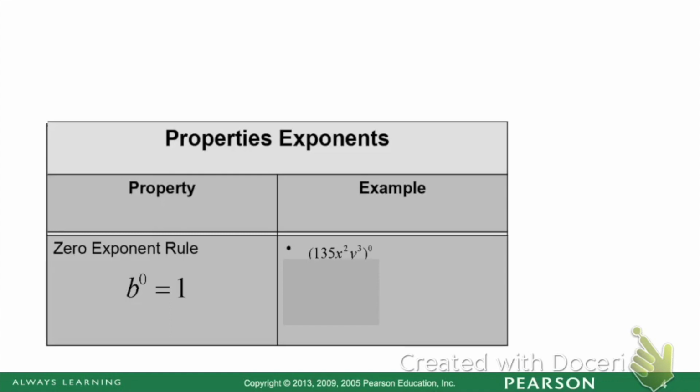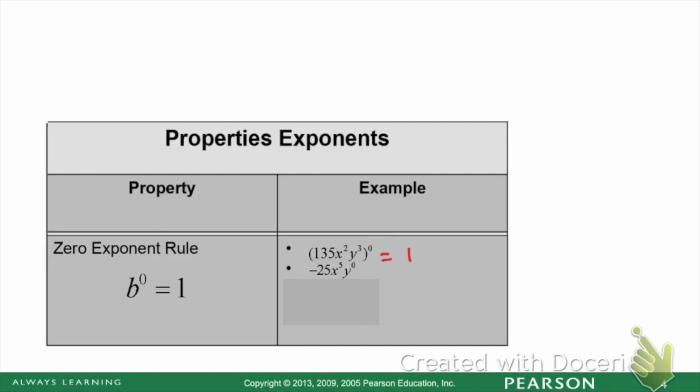This first one, notice that the entire quantity is raised to the zero power. That's supposed to be a y right there. Okay, so I have 135x squared y to the cube, but the whole thing is in parentheses. The entire quantity is being raised to the zero power. So since that entire thing is being raised to the zero power, your final answer is just 1.